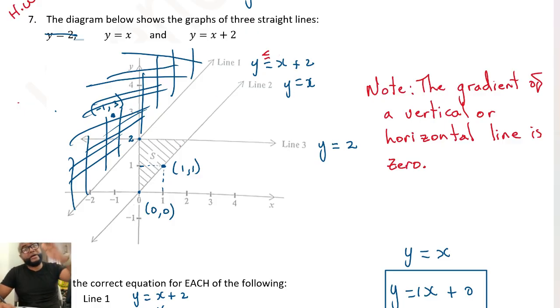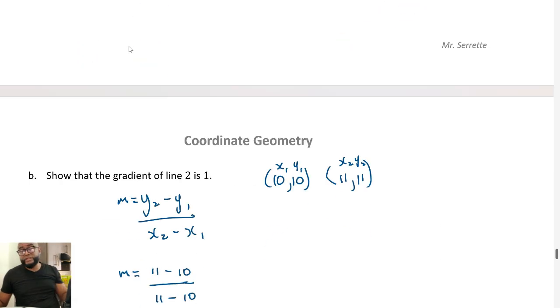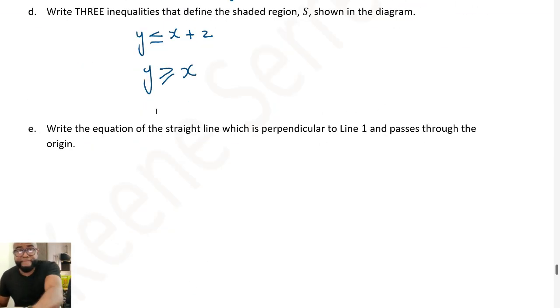Then for this line now, is this shaded region we're talking about above the line y is equal to x or is it below the line? We're on this line now, line 2. Is the shaded region above the line? It's above. So instead of putting equal, you put greater than or equal to. Next line, line 3. Is it above line 3 or is it below line 3? Line 3. So instead of putting equal, you put less than or equal to. So that there would be the final inequality. It's three inequalities they ask for.